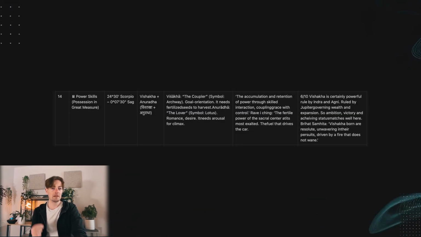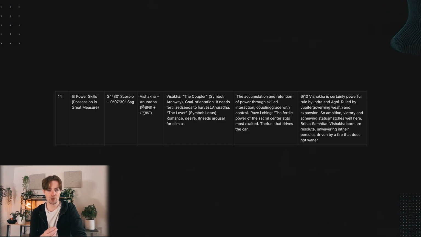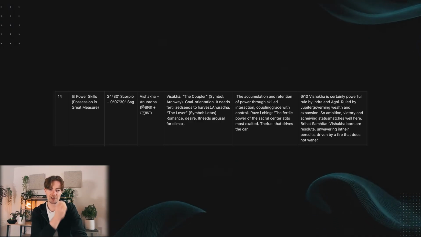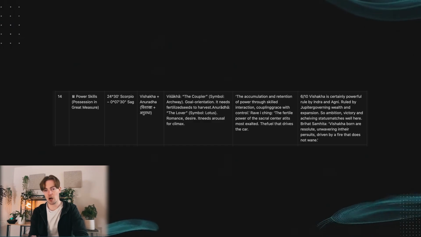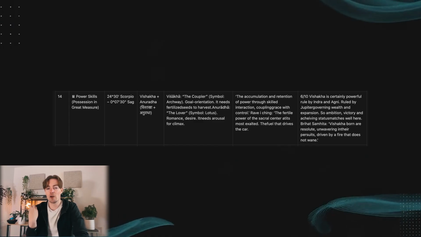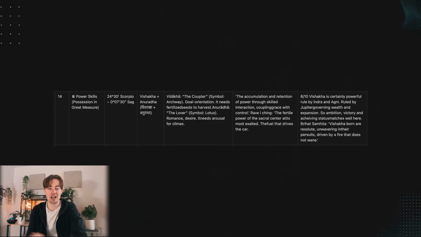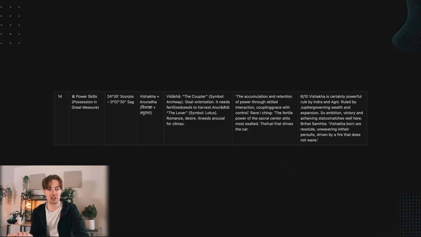Gate 14, the gate of power skills, possession in great measure, going from 24 degrees of Scorpio to around 7 arc minutes of Sagittarius. This crosses the Vishakha and Anuradha nakshatras. To introduce Anuradha nakshatra, it's the lover. The symbol is the lotus. It's romance, desire, love, sex. It needs arousal for climax. It's the kind of archetypal lover boy nakshatra.